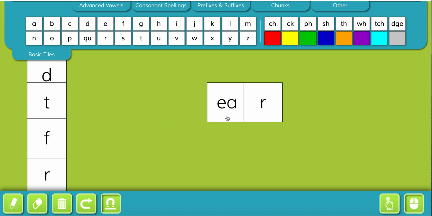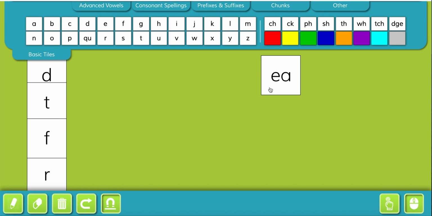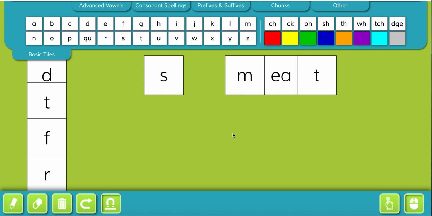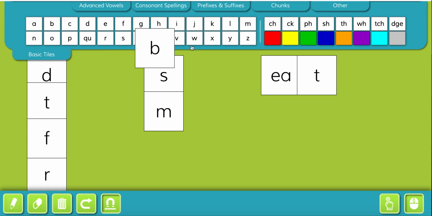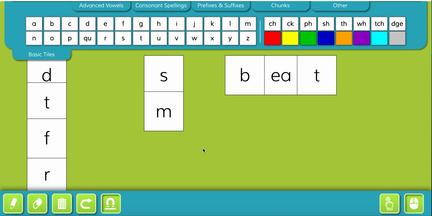Awesome. Now we're going to change it. So instead of the ear, I'm going to change it to eat. So this is the word eat. I'm going to change it to this. What does my word become? Seat. Yep. Let's change it to meat. We'll change it to beat.